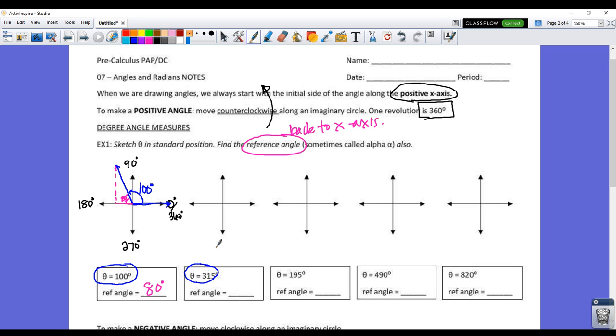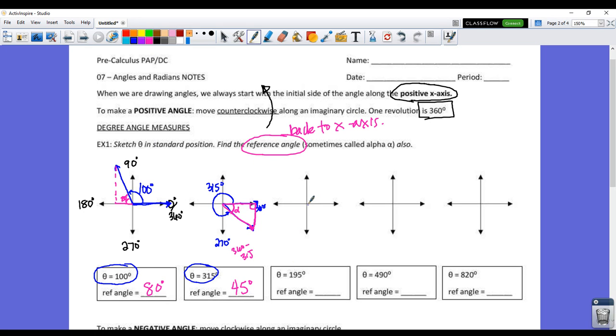So we'll do some more of that. 315 degrees. Remember, 270 is here, and 360 is all the way around here. So 315 is 45 degrees less than 360, and it's also 45 degrees more than 270. A 315 degree angle would come all the way around here and end up right there. Now the reference angle is the angle that takes us back to the x-axis. We have a right triangle here, and the reference angle in this case is 360 minus 315, which is 45 degrees.